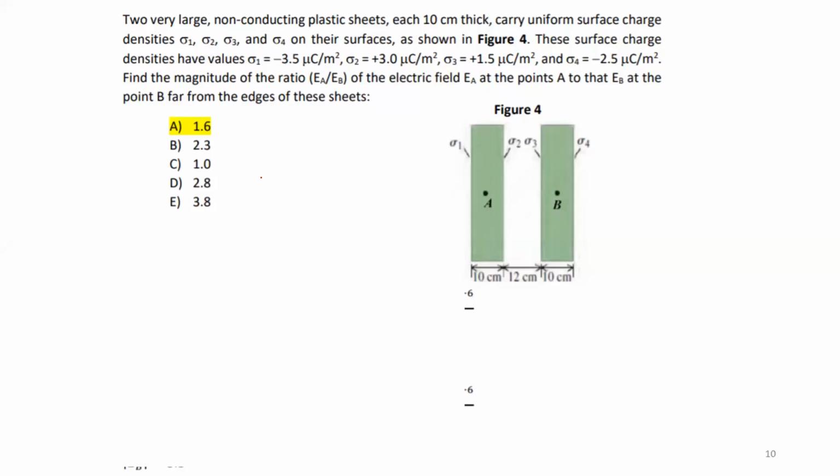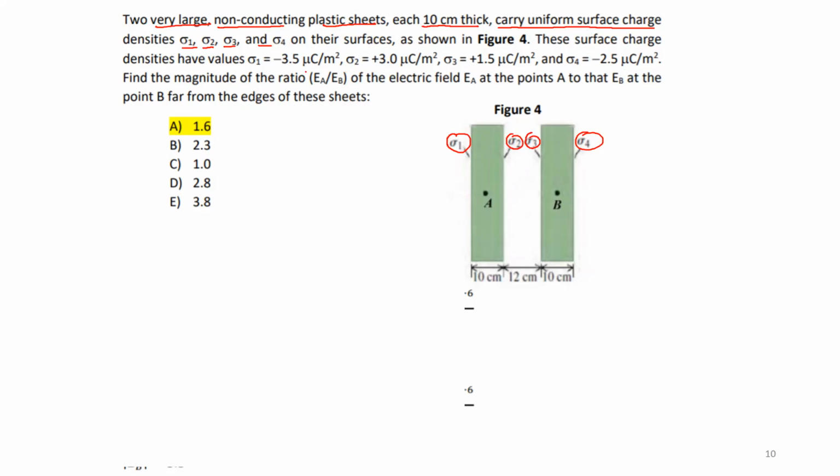So now let's look at this type of problem, which is also very important. We have two very large non-conducting plastic sheets. Each has a thickness of 10 centimeters. They carry uniform charge densities sigma 1, sigma 2, sigma 3, and sigma 4. You see here I have sigma 1, here sigma 2, here sigma 3, and here sigma 4, as shown in the figure below.